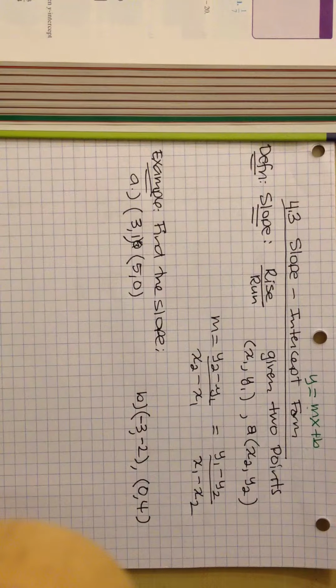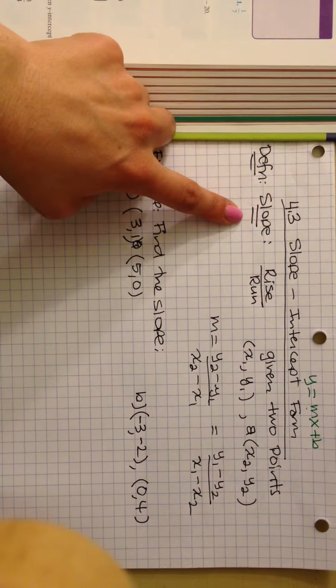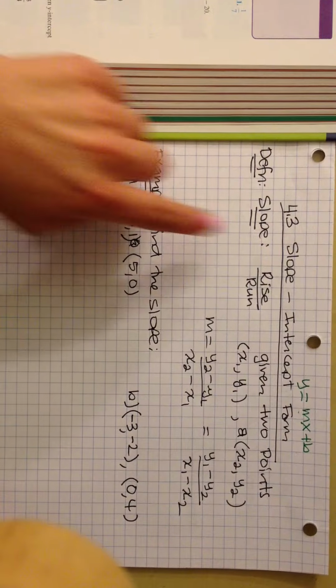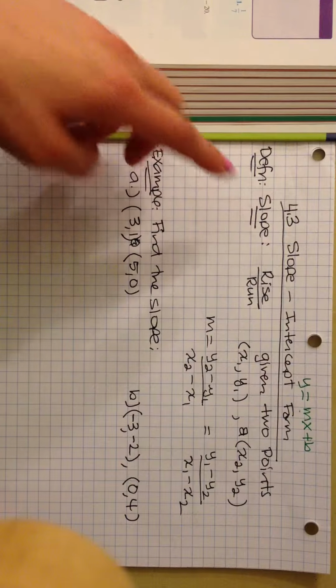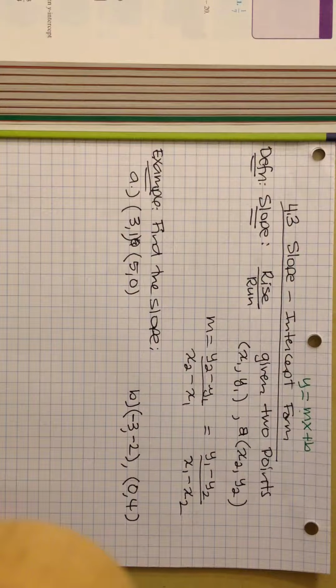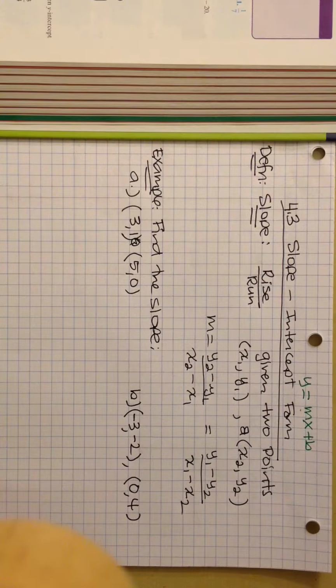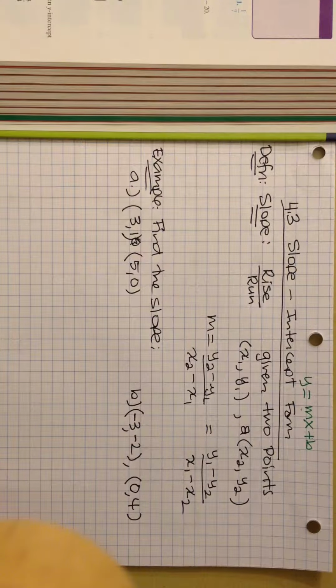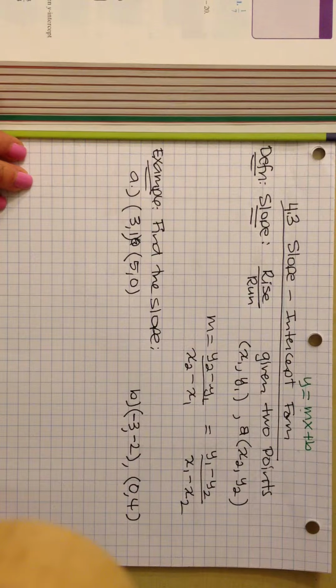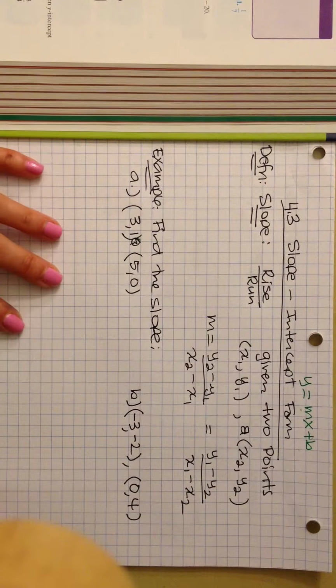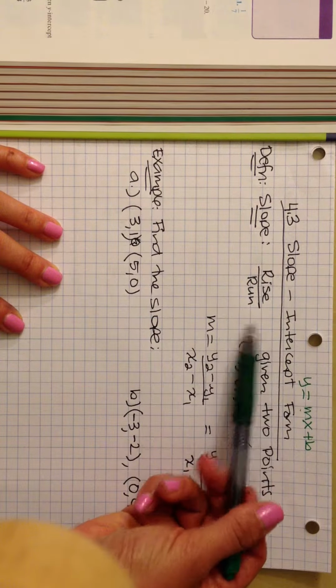So let's take a look at the definition for slope. We could think about slope as rise over run. It's essentially the way that your line slants. Does your line slant to the right? Does it slant to the left? Is it flat? Slope tells us about the way that our line slants. So, like I said, we could think of it as rise over run.